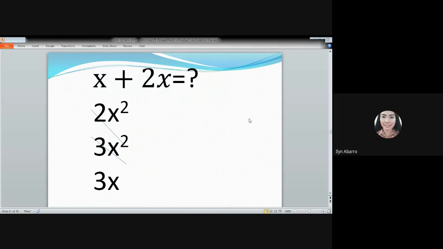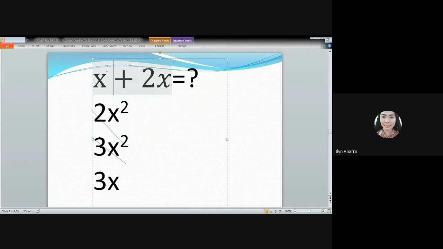Okay, how can polynomials be similar? Let us look at the first term. The first term here is x. This is variable x, and the second term here is 2x. For them to be similar, they must have the same variable, check, and the same exponent, which is, they are both in the first degree.